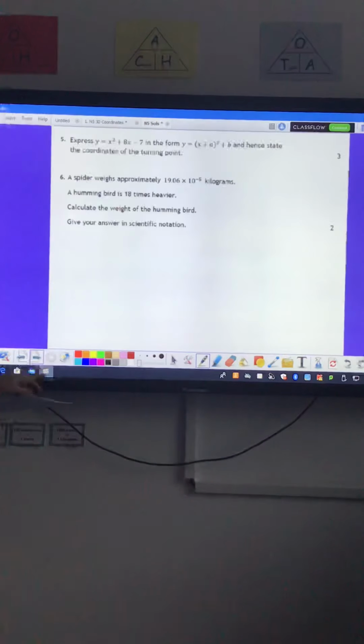Okay, let's see what else we've got. Question 5, very straightforward, completing the square. Question 6, you're putting that into your calculator. I believe it does the work for you, which is quite handy. Yep. Question 7, we'll talk through.